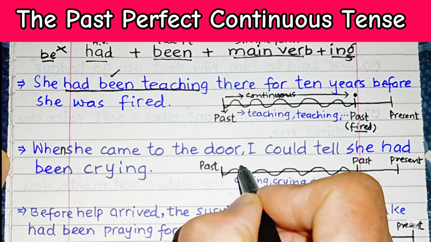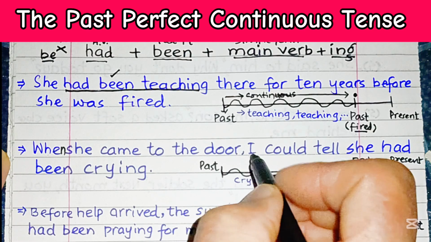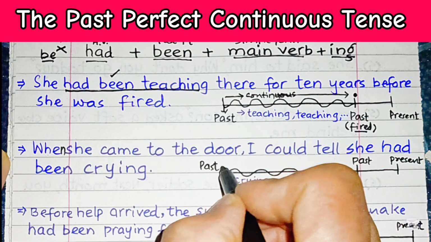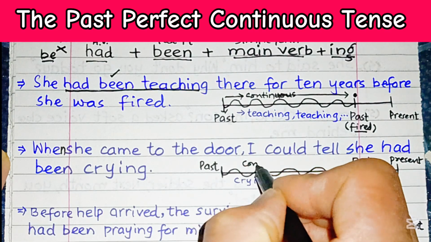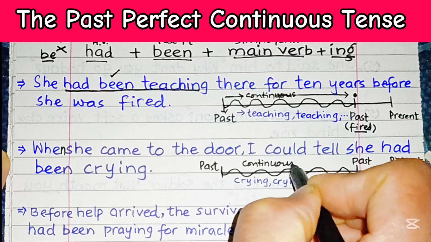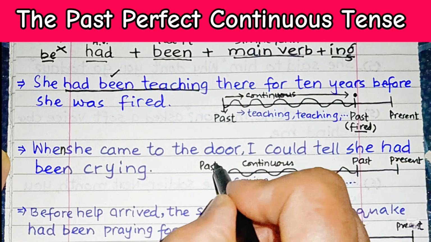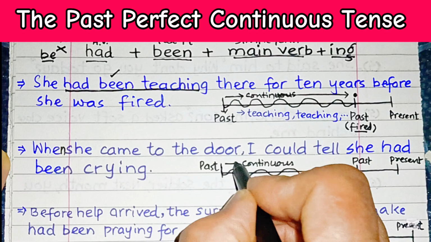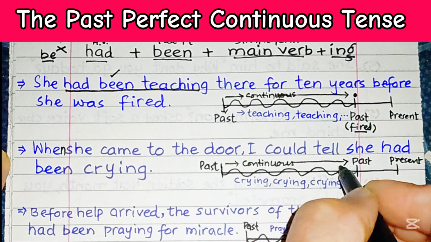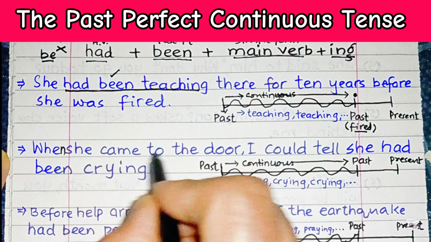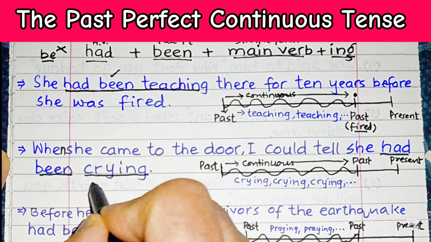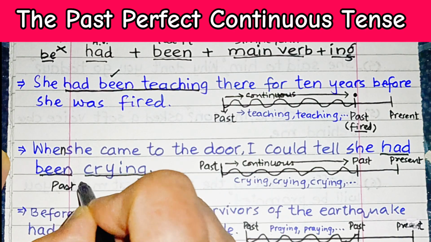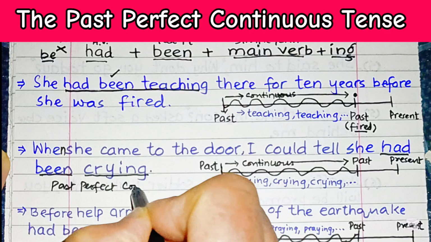Here is the past continuous tense, or rather the past perfect continuous tense, because she continuously did this activity in the past from here to this point in the past. Had been crying. This had, been, and then crying is actually the past perfect continuous tense.